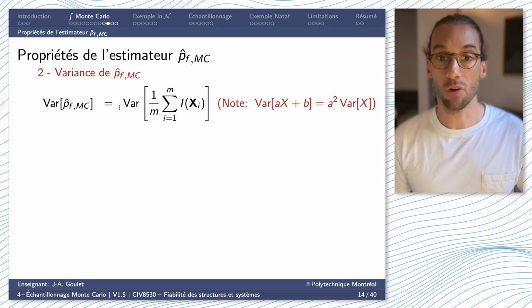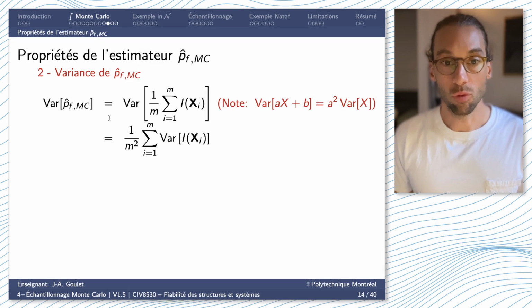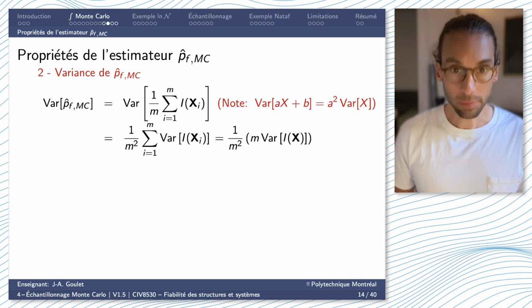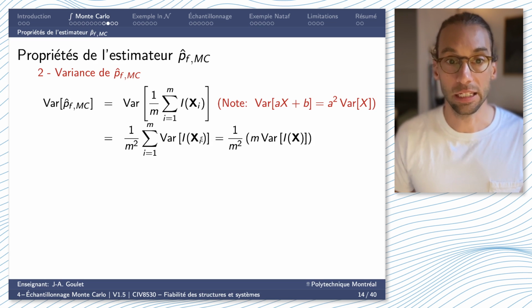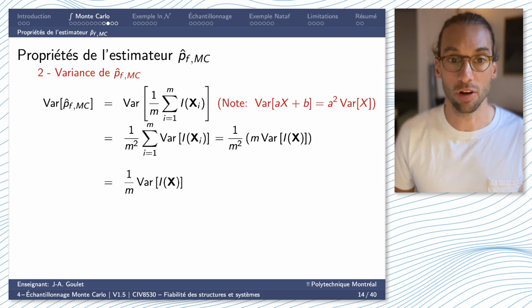So it's going to be 1 over m squared. So I'm going to have 1 over m squared variance of my indicator function. And in that case, this is going to equal the sum to m of the variance of my indicator function. So 1 over m variance of my indicator function.